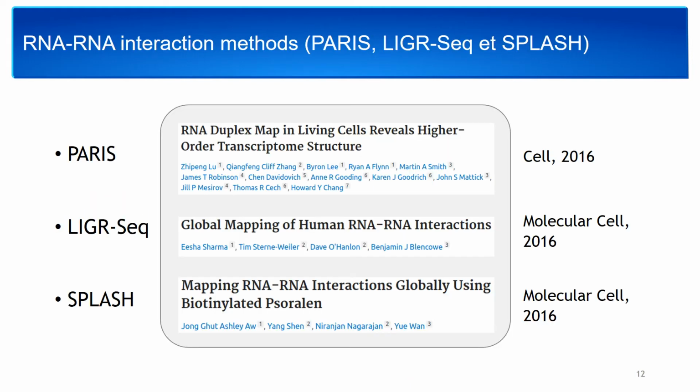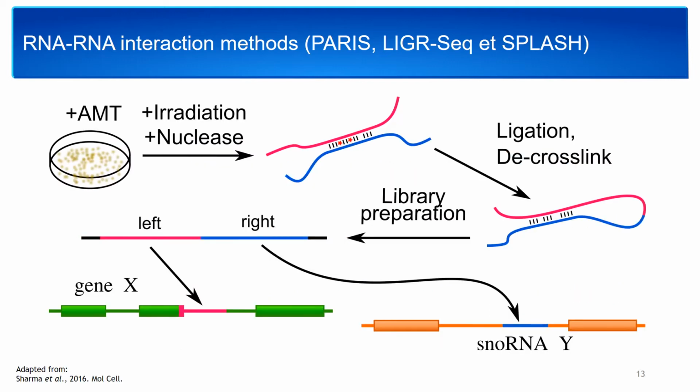To investigate my hypothesis, I used data from 3 groups who developed different but similar techniques that aim to map the RNA-RNA interaction in the cells. These methods are called PARIS, LIGR-seq, and SPLASH, and the studies were all released in 2016. These methods are based on the use of a psoralen derivative, which produces a reversible crosslink between 2 paired RNA molecules. This psoralen derivative is added to the cells, which are then irradiated to induce a crosslink.